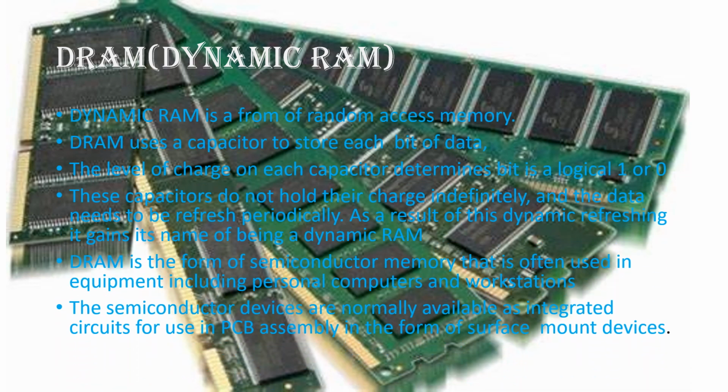Dynamic memory is a form of random access memory. DRAM uses capacitors to store each bit of data. The level of charge on each capacitor determines whether the bit is logically 0 or 1. These capacitors do not hold their charge indefinitely, and the data needs to be refreshed periodically. As a result of this dynamic refreshing, it gains its name of being a dynamic memory.